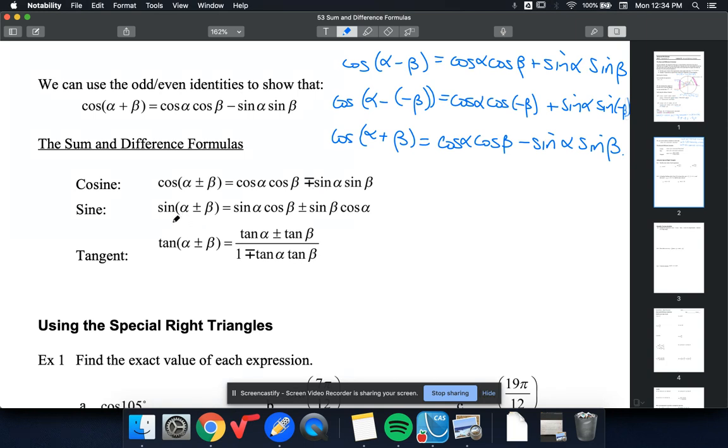There's another formula for sine of alpha plus beta, and there's a formula for tan of alpha plus beta and alpha minus beta. We could prove each of these as well, doing something similar to above, but it's not necessary going forward. What's necessary going forward is being able to use these rules. I'm not going to go through the proofs of these two, but if you're curious about them, I encourage you to look them up or talk to us about them in office hours.